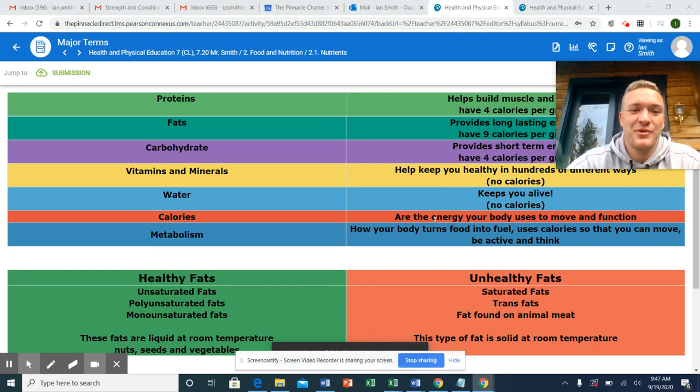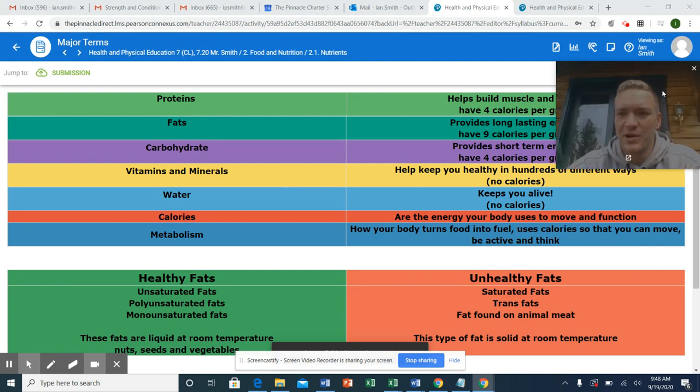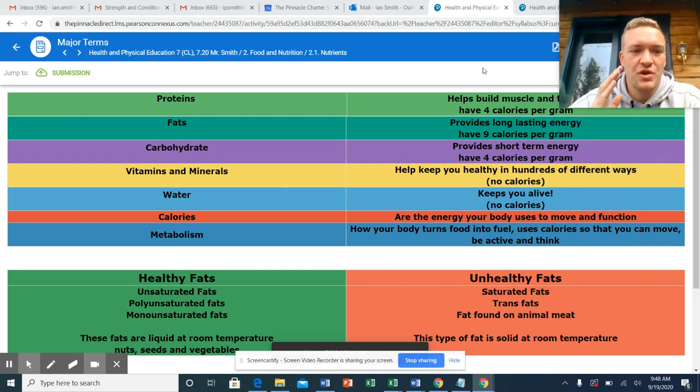So, I am going to be going over some of the more major terms and information for this unit for this week, just so that you guys have a little bit more information out there. This is a chart that I've put in your Pearson, and it has a lot of pretty major terms on it for understanding health and nutrition. So we're just going to go straight down this. We're going to talk about them, one at a time.